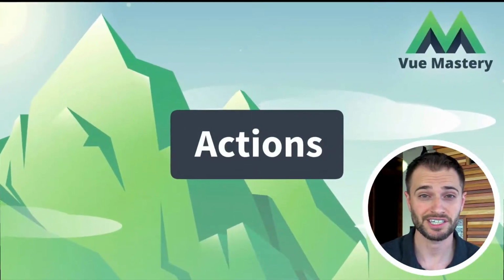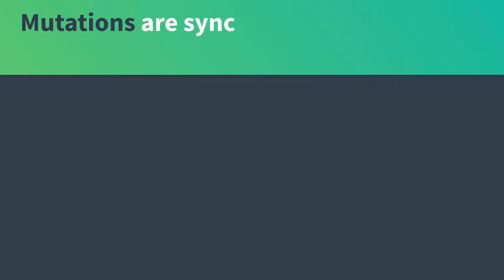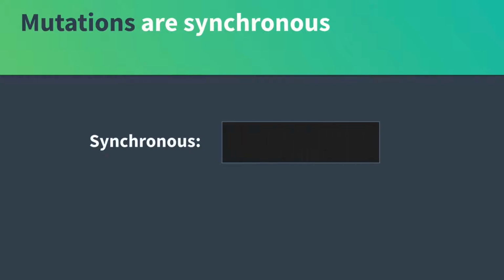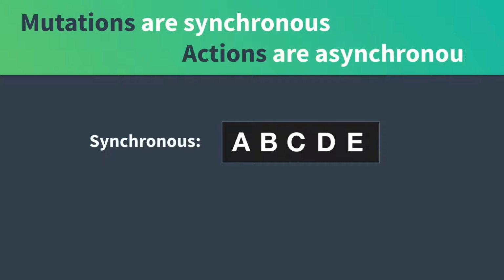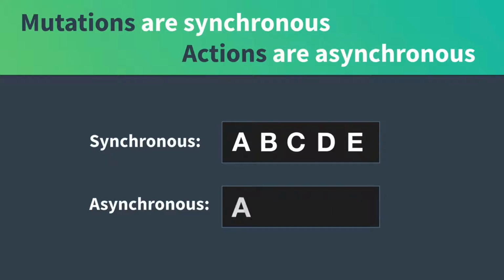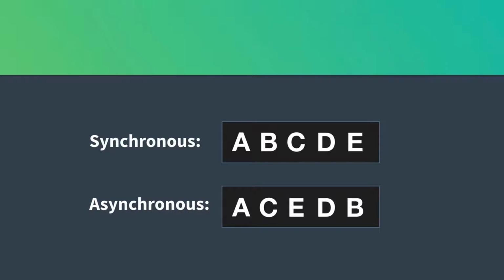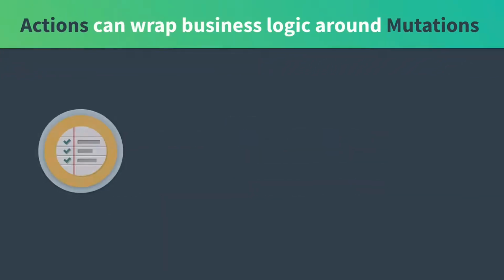Now, let's take a look at actions. While mutations are synchronous, meaning they happen one right after the other, actions are asynchronous, meaning the order in which the code is written within an action might not actually be the order in which that code is executed. And sometimes this is the behavior that we want. In a previous lesson, we looked at how Axios is asynchronous, which is exactly the kind of behavior that we would want. Actions can wrap business logic around mutations.